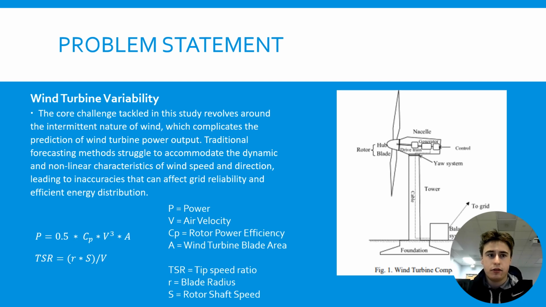As you can see, I showed how a wind turbine works: the rotor, hub, blade, generator, drive train, tower. Sorry, I'm cutting it off in figure 1. And I've also shown relevant equations used throughout the paper, the power equation and the tip speed ratio equation.